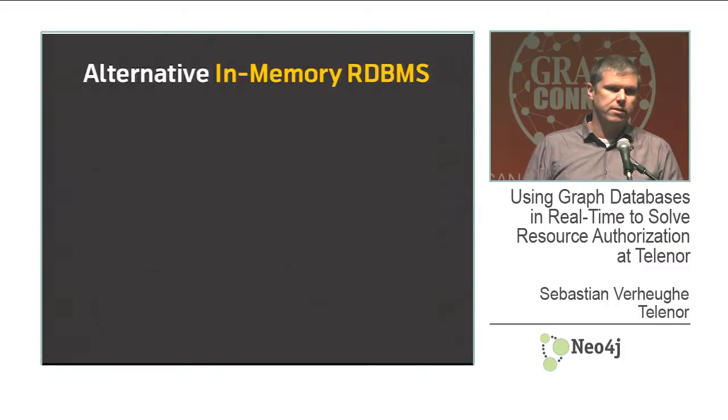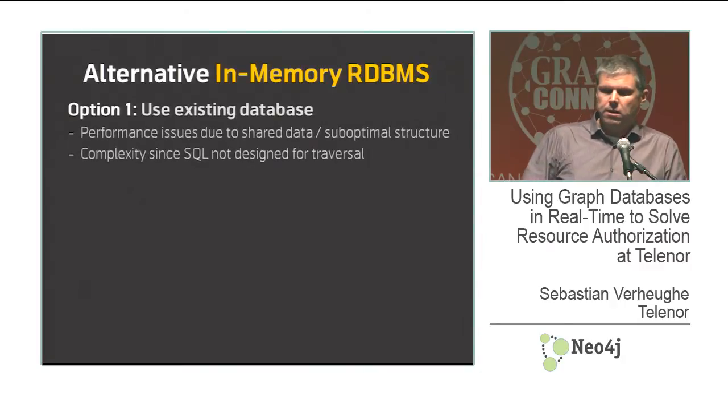Okay, so Neo4j or graph databases wasn't the only option. Another option that we looked into was relational databases with an in-memory solution. And the DBA pushed for that, of course. He said we should buy this in-memory solution, that it's really great, with really good performance. And okay, that might not be a bad idea. So the first option was using the database as is.